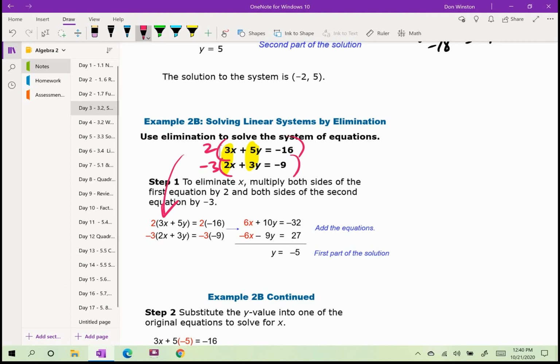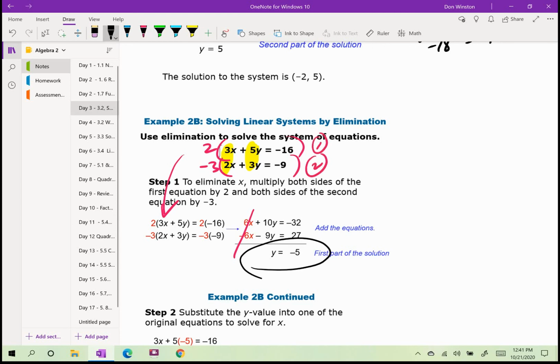And then for the bottom equation, they multiply negative 3 times 2x plus 3y, so they got negative 6x minus 9y, and negative 3 times negative 9 is 27, and then you add. When you add, you eliminate the x's. You get y is equal to negative 5. So now this is like step 3 of substitution. Now you take what y is, and you substitute it into either one of the equations, 1 or 2, it doesn't matter.